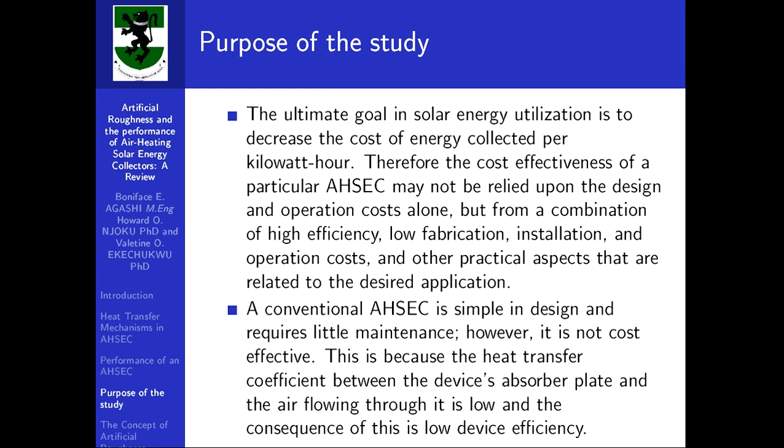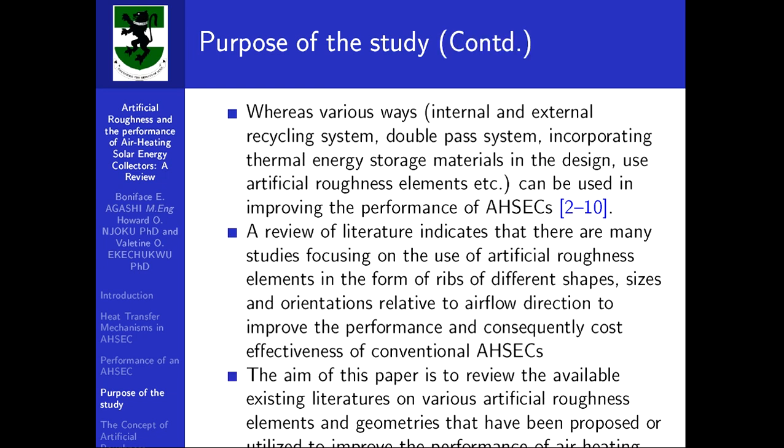A conventional air heating solar energy collector is simple in design and requires little maintenance. However, it is not cost effective. Why? Because the heat transfer coefficient between the device absorber plate and the air flowing through it is low, and the consequence of this is low device efficiency. Various methods, such as internal and external recycling system, double path system, incorporating thermal energy storage materials in the design of the device, use of artificial roughness elements, and so on, can be used in improving the performance of air heating solar energy collectors.